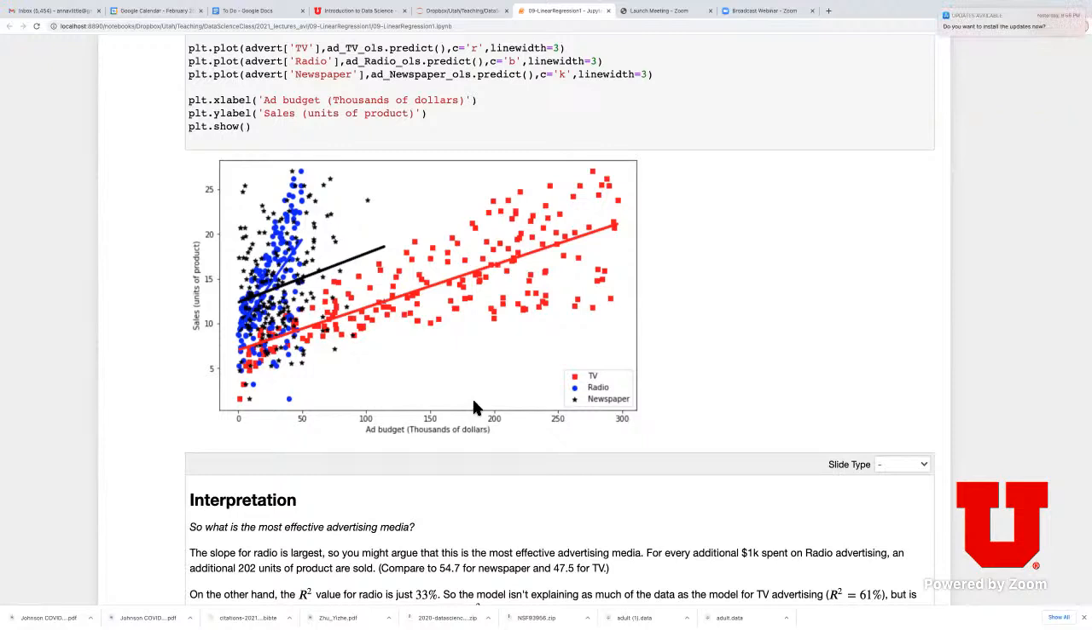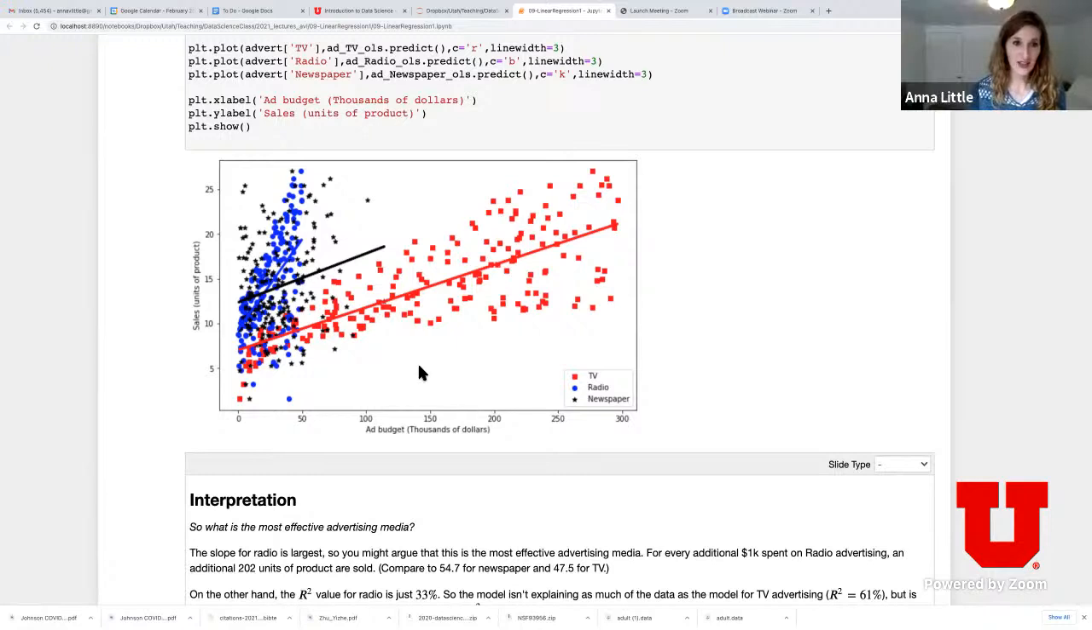So I would say that per dollar spent that you get more sales for, it looks like both radio and newspaper versus TV. It looks like TV is more expensive and it doesn't quite get as much return per dollar spent. And it looks like radio is like the best.